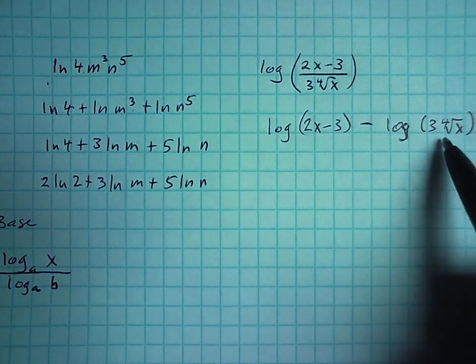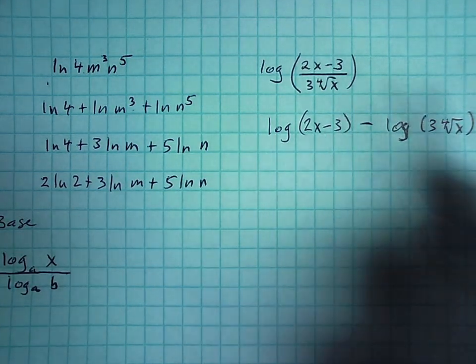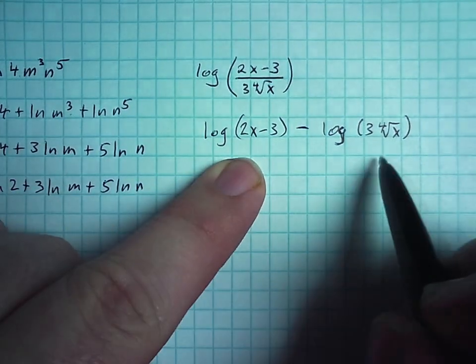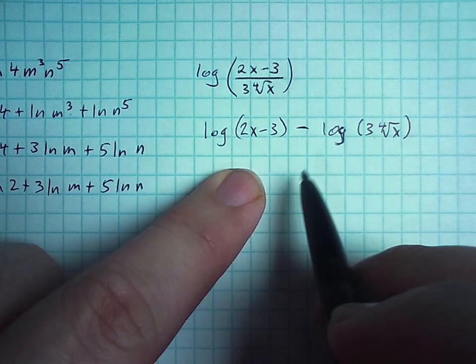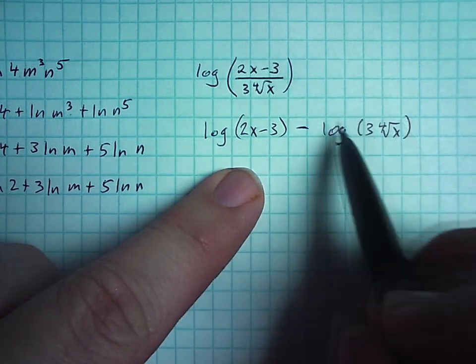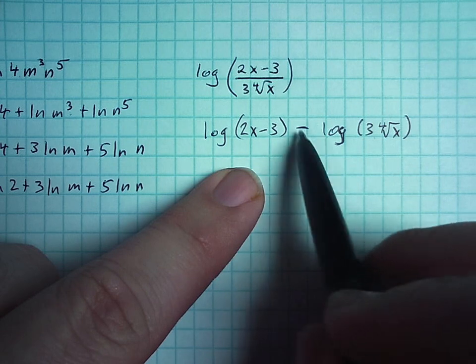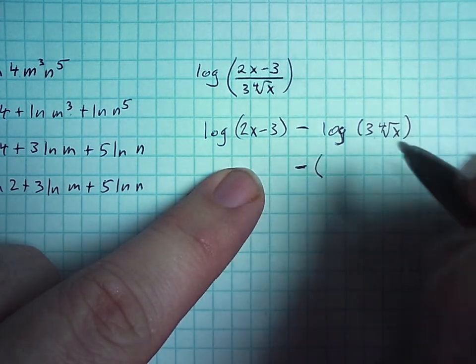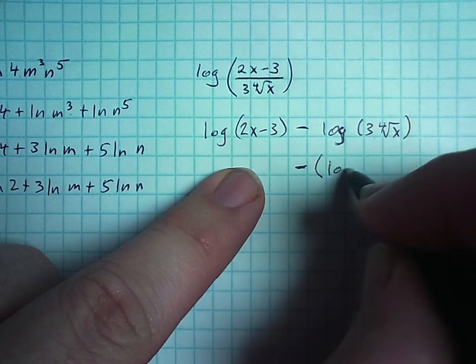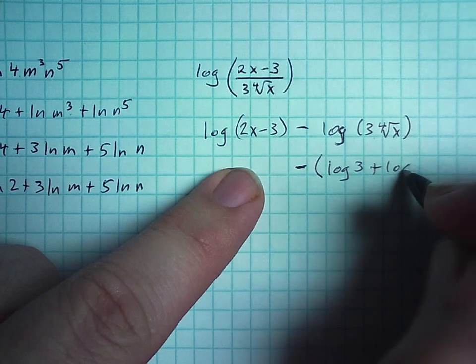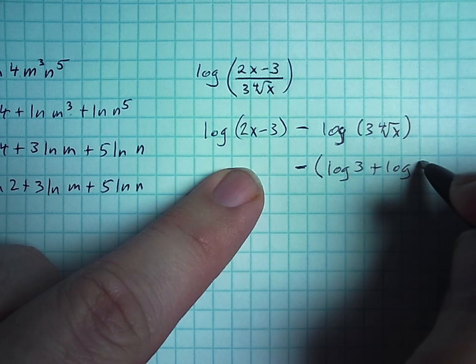Now this over here is a product. This is a subtraction, a difference, so I don't have any rule for that. I have to leave this one alone. But this one has a product on the inside. But watch out, because this minus sign here, when I split this into 2 pieces, the minus sign here applies to both. So you can put it in parentheses, or you can just remember to negate them both. Well, this is log of 3 plus the log of the 4th root of x.